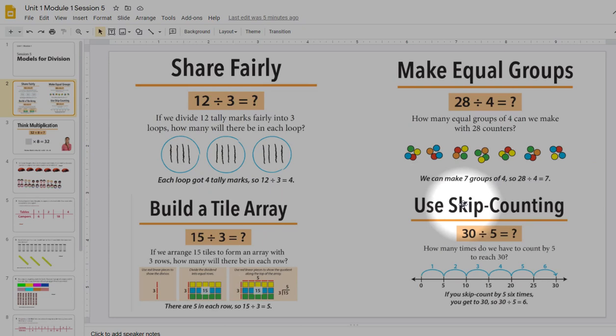We could also do skip counting. So for instance, if we had 30 divided by 5, you could sit there and say, how many fives do we do to get up to 30? So 1 five, 2 fives, 3 fives, all the way up. You would know that's 6 fives, so there's your answer.